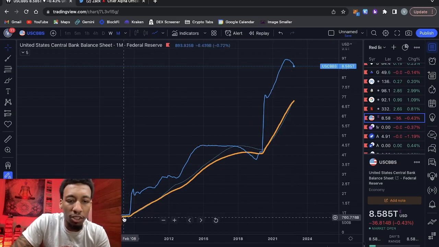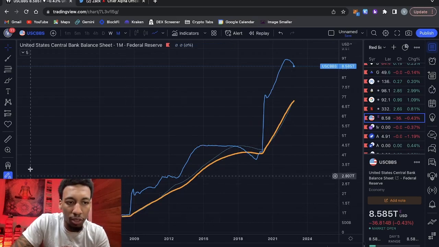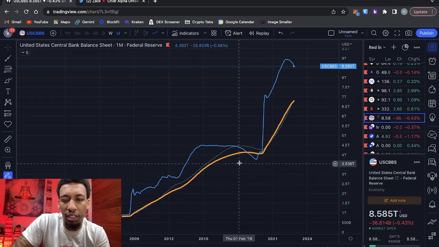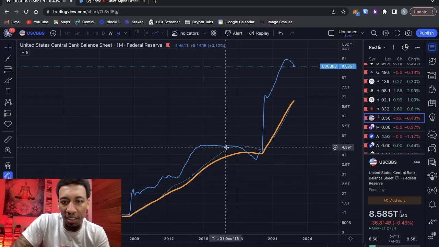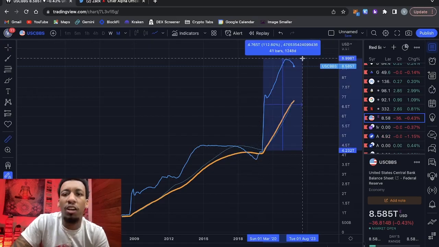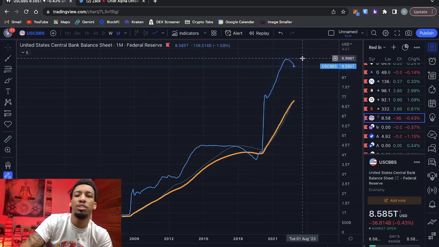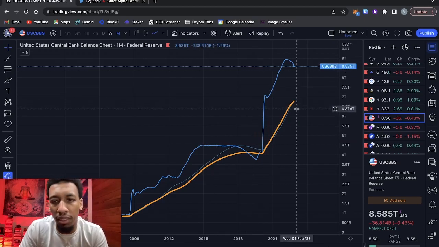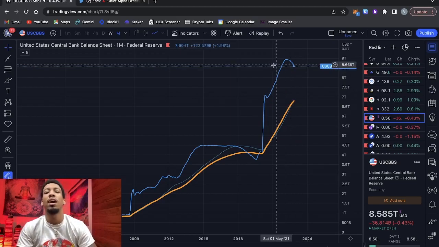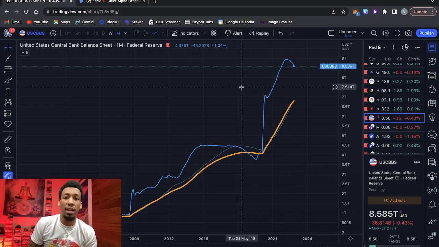So you can see during 2008, the balance sheet increased 141%, and it's just been increasing ever so slightly since then, and then it started to taper down, and then 2020 happened, and we saw another 112% increase. So now we're trying to make our way down, but this needs to come back down significantly, and the only way that's going to happen is if they're selling the bad debt that they bought. And what's going to happen when that happens?